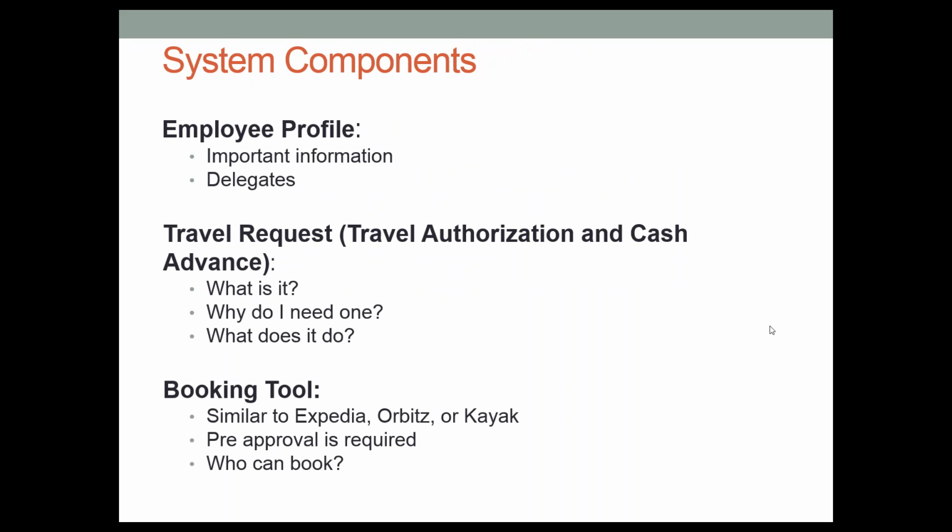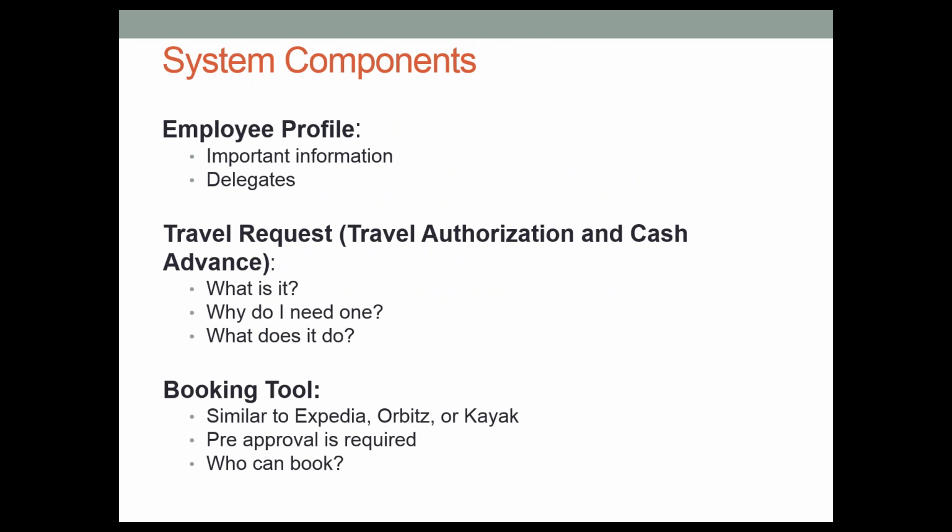So the system components, the things that are part of the Concur system, we'll go over a little bit more in depth in the demonstration. Just want to kind of level set, give everybody some vocabulary words. So we've got the employee profile. That's where it stores your important information, your birth date, your emergency contacts, your TSA information, and your travel card information.